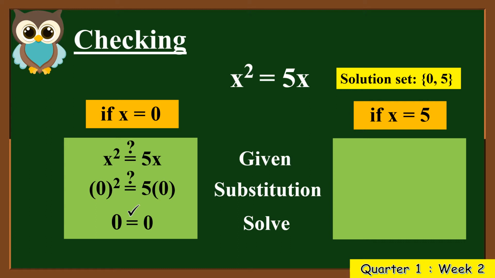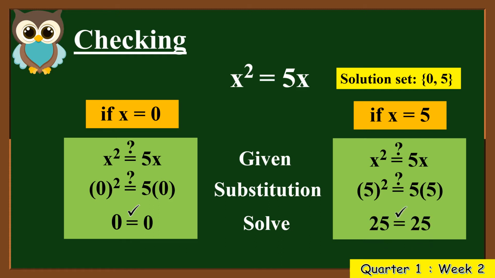What about the second value of x, or second solution, which is 5? Again, in our given equation, we have x squared is equal to 5x. Then we'll do the substitution. We have to substitute the value of 5 to those variables. Now, is 5 squared equal to 5 times 5? Very good. Since both sides of our equation are equal to 25, we got again the correct value of x.